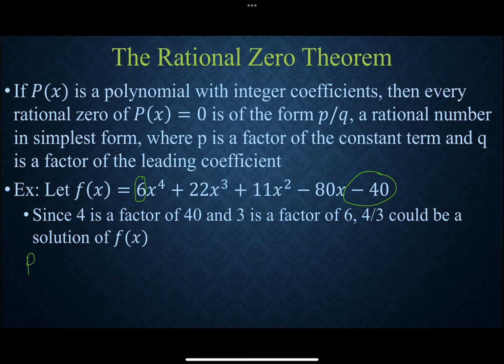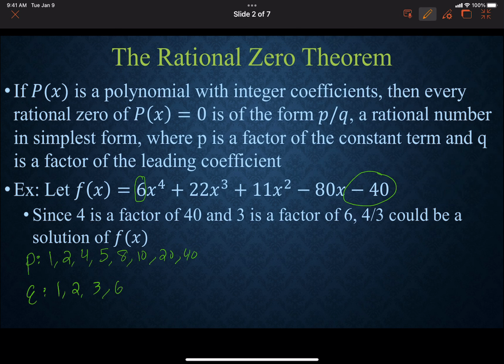So for my factors of p, factors of 40 would be 1, 2, 4, 5, 8, 10, 20, and 40. My factors of q would be 1, 2, 3, and 6. Any possible combination of a p divided by a q could be a possible factor. So for example, we picked out 4 and 3, so 4/3 could be a solution. It's not saying it is a solution.